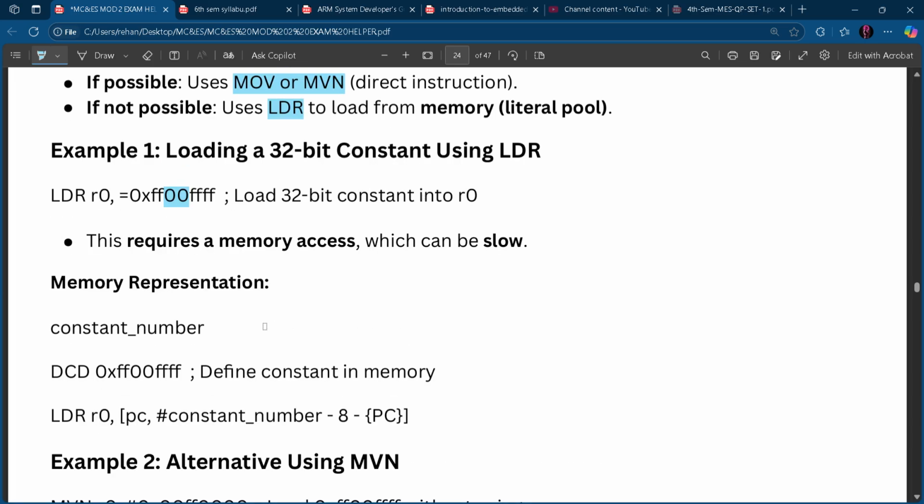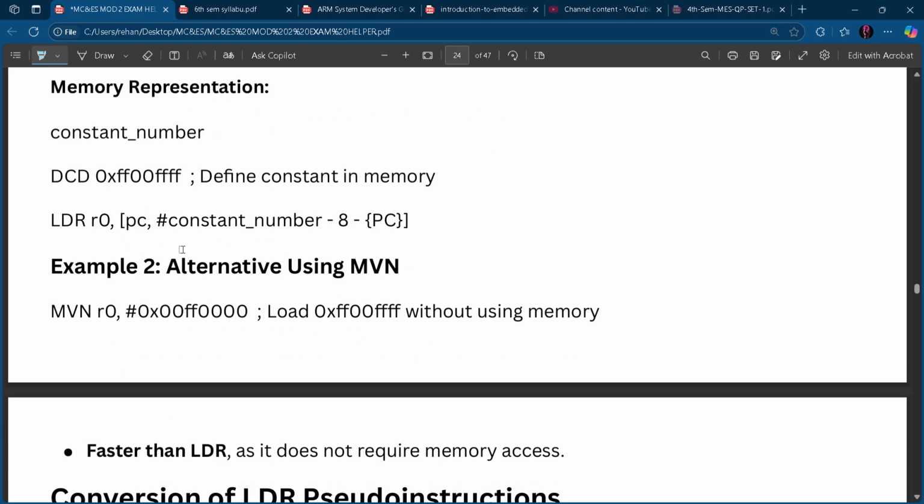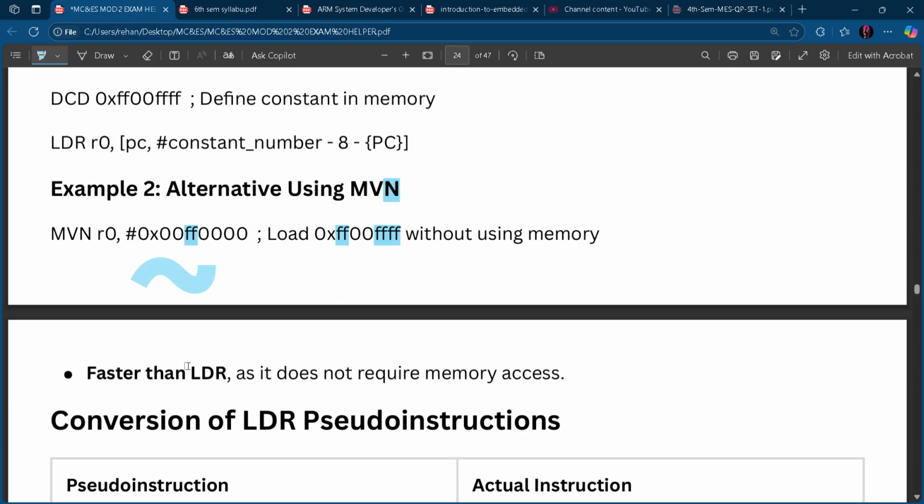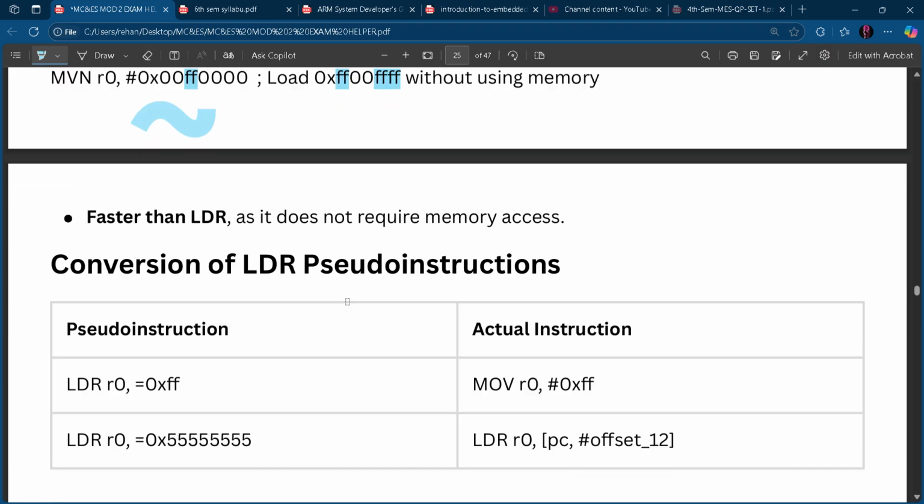What you have to do is keep just two zeros instead of all the F, and just replace those two zeros with F. Only two Fs. So it will use MVN, move not. Not means it takes the complement of this value. So it is much faster than LDR. It does not require memory access.